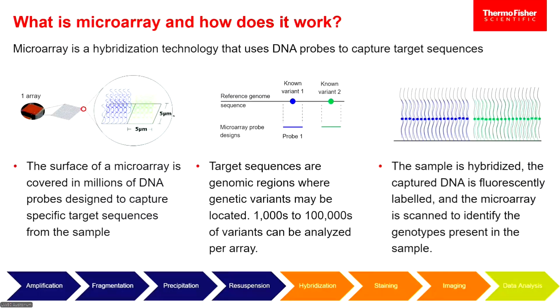Out in the lobby, there are a couple of microarrays, but the bottom line here is anything in the orange is going to be in the instrument, and the blue is a lead up to the instrument on the bottom portion of the screen. Essentially, we have a surface covered in millions of DNA probes, and those DNA probes will eventually align to genomic DNA. The target sequences can range from 1,000 to 100,000 variants per array.